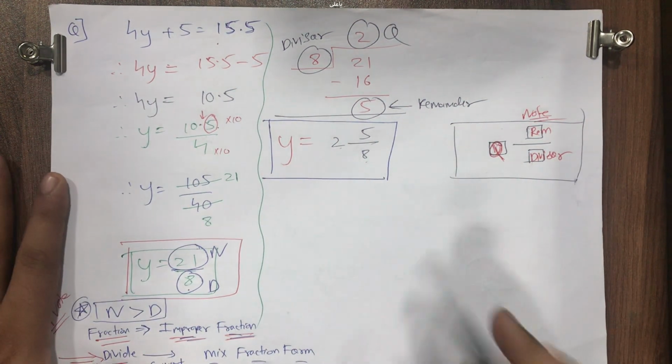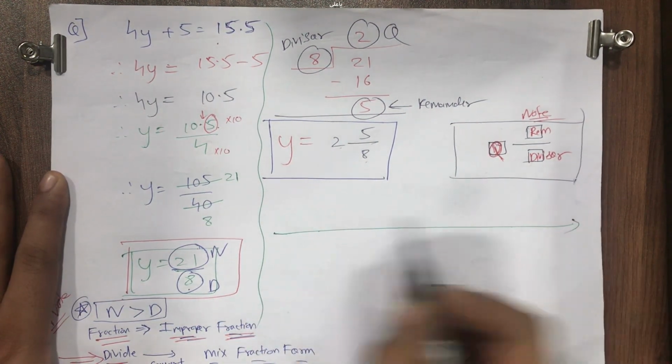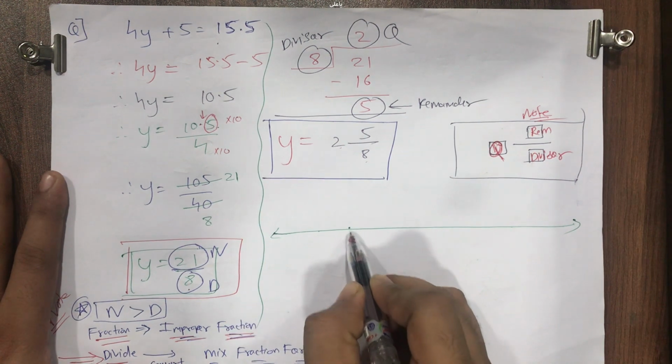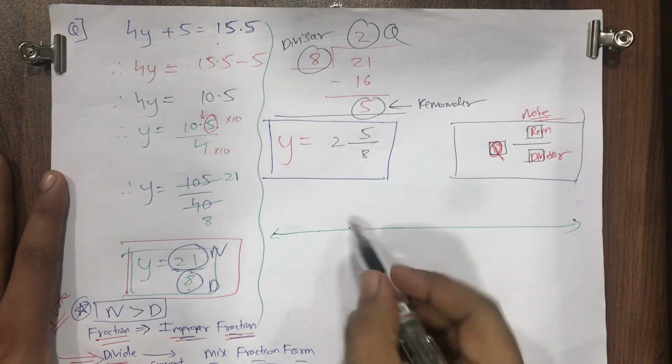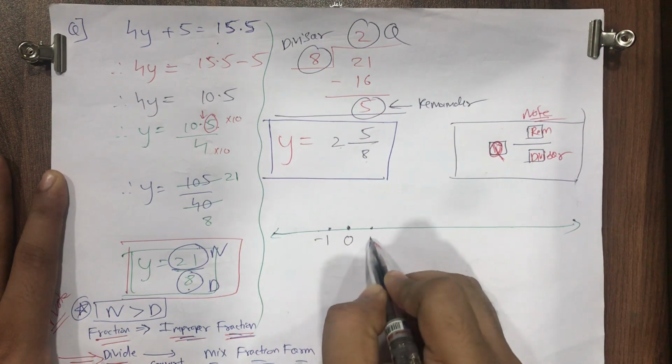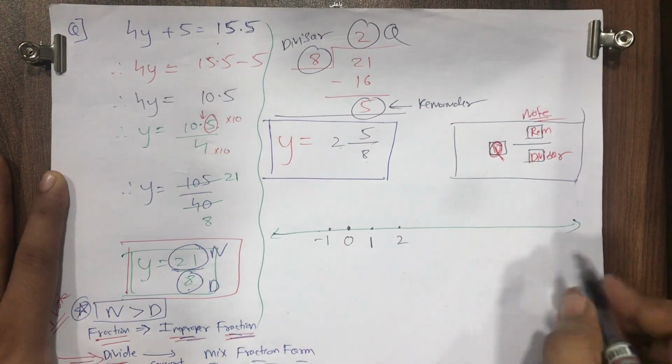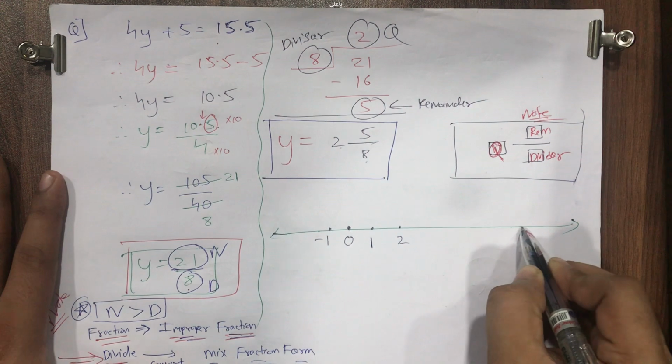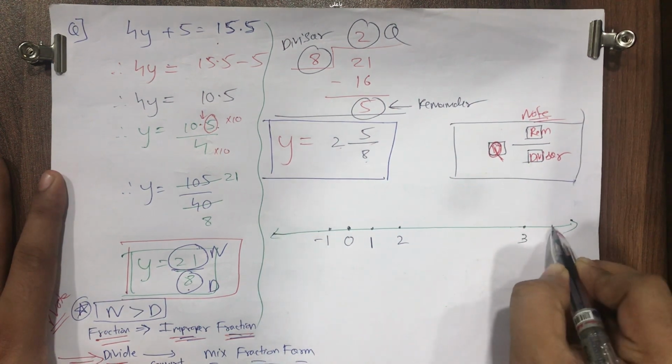Now how to plot it on the number line? Please pay attention, all of you. For example, this is my 0. This is my -1. This is my 1. This is my 2. I'll leave a big gap over here and I'll say this is my 3 and this is my 4.